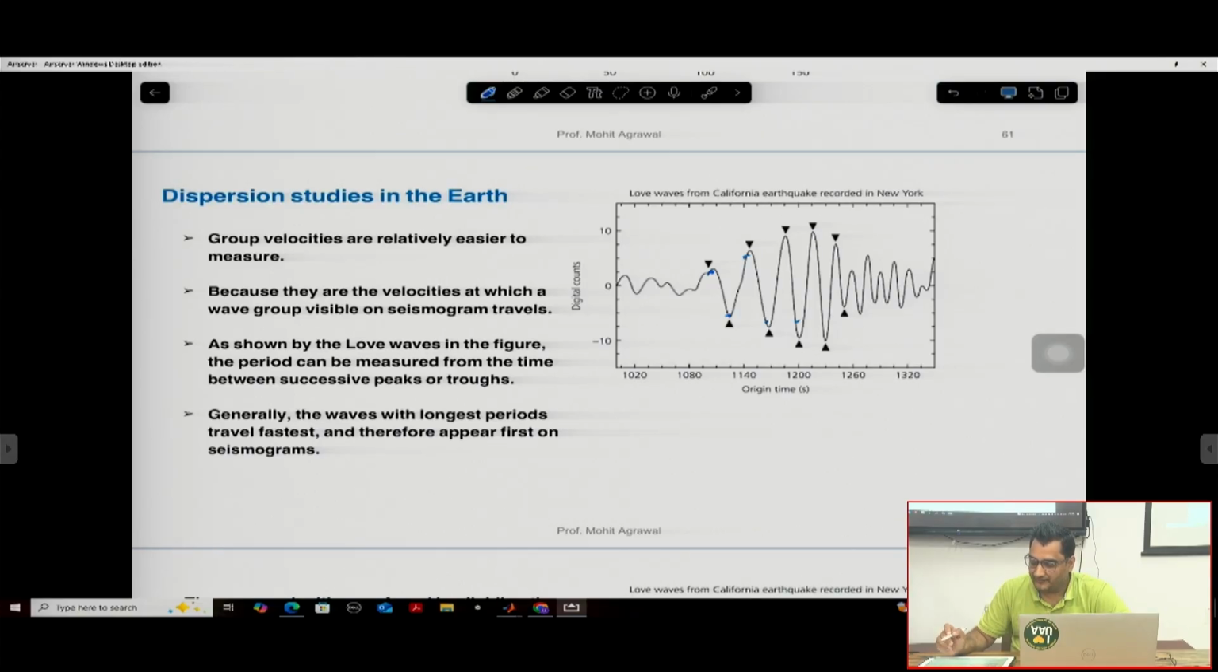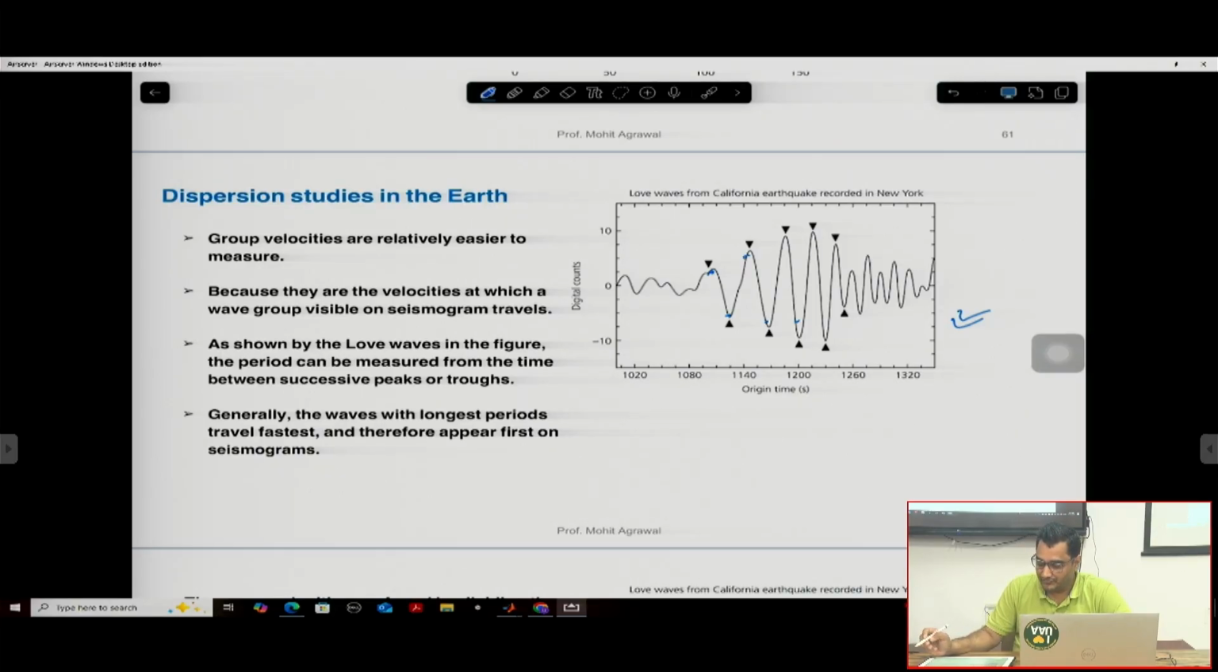Okay, suppose we want to calculate the group velocities for these Love waves. Group velocities are mostly very easy to measure, because you do not need any information about the source. And in this case, because it is a filtered seismogram, you can easily compute the group velocities.